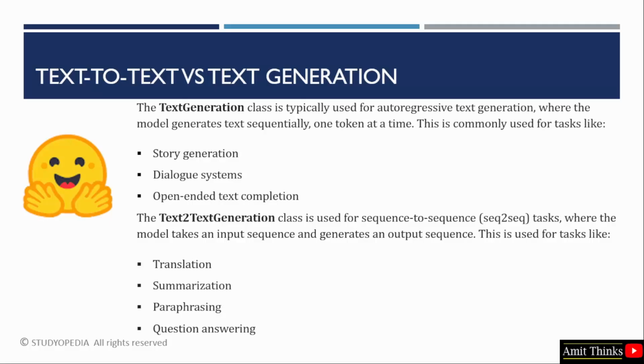So text generation is used for autoregressive text generation, where the model generates text sequentially one token at a time, like dialog systems, text completions, and others. The text to text generation class is used for sequence to sequence tasks, where the model will take an input sequence and generate an output sequence, like your text summarization, paraphrasing, and even translation.